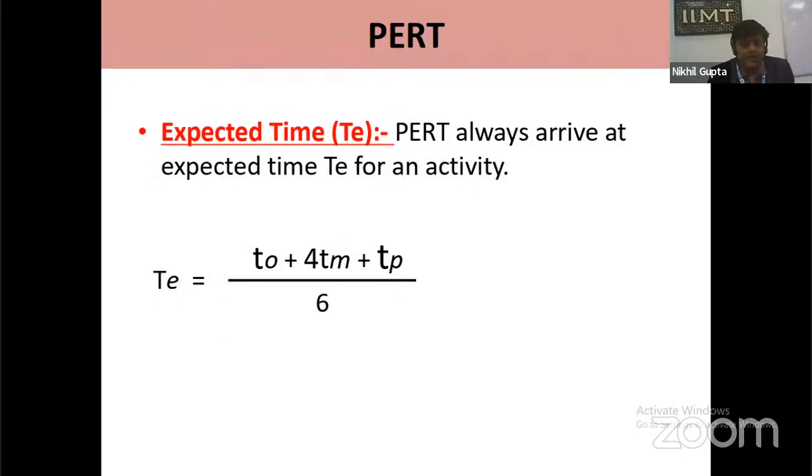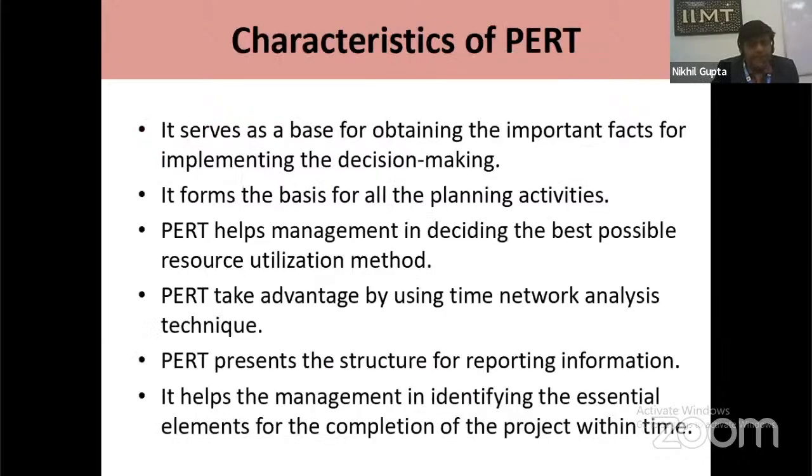The expected time is always denoted by T and calculated by this standard equation: optimistic time plus four times the most likely time plus pessimistic time, divided by 6. That is, T equals (TO plus 4TM plus TP) divided by 6. We can calculate the expected time T in this way. This T is used in network analysis.